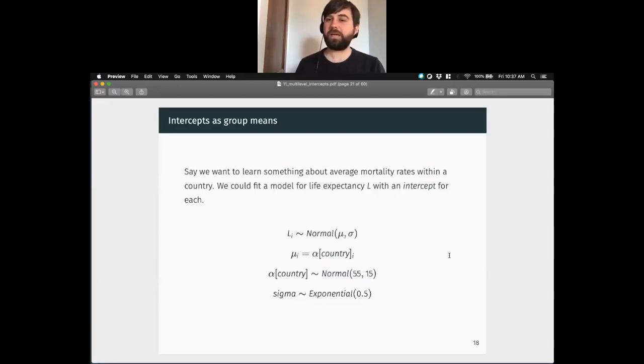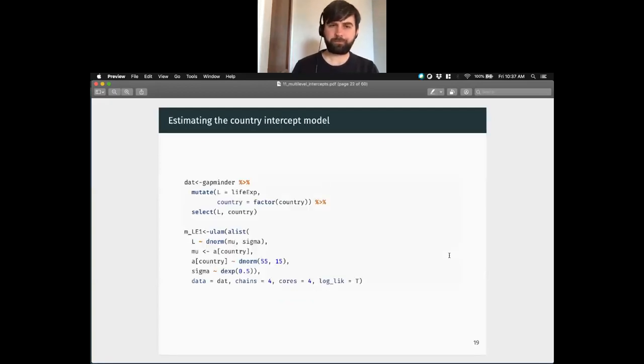If I wanted to, sure, say I had prior information that some continents were lower than others, then I could manually specify priors for each country within continents. It'd be tedious, but I could do it. Okay, but we'll get to the adaptive prior thing in a second.